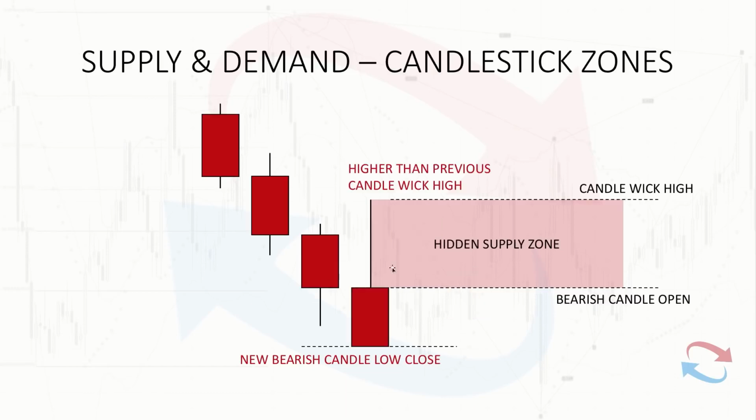And again, if we look at hidden supply within this sequence, it works the same way as it did with demand. At some point, this would have looked extremely bullish. This candle would have looked very, very bullish to the upside, and then it actually closed below this candlestick's wick low. So this is what we would call hidden supply. If you get a candlestick where the wick goes higher than the previous day's wick high and closes below the previous day's wick low.